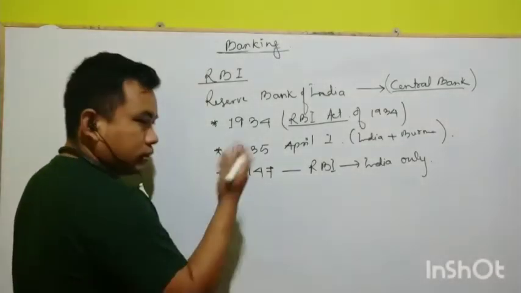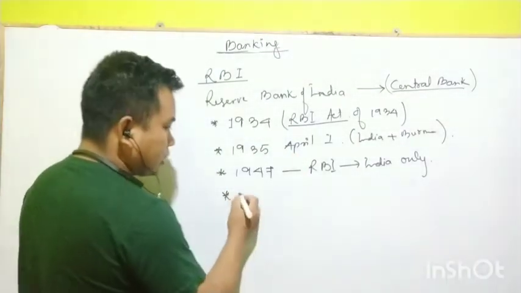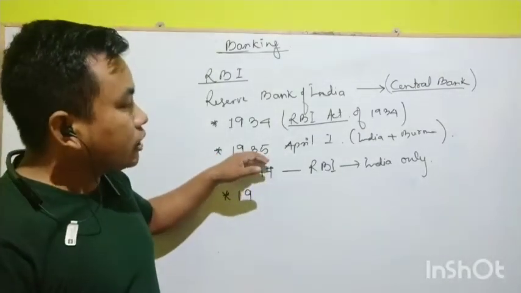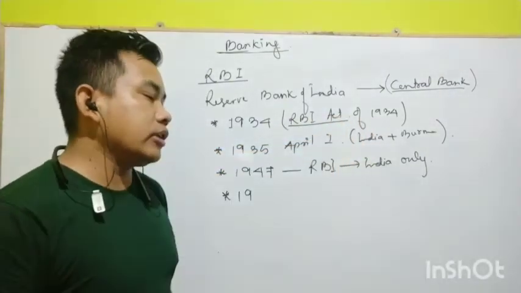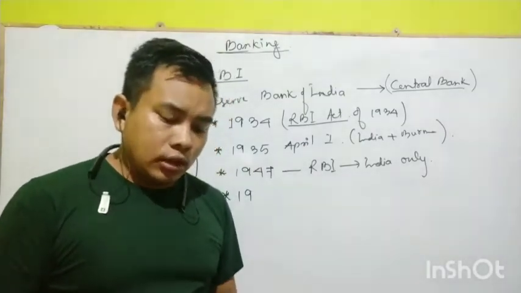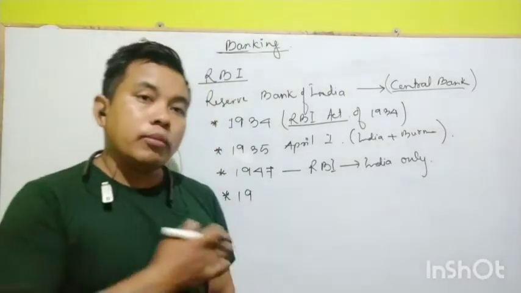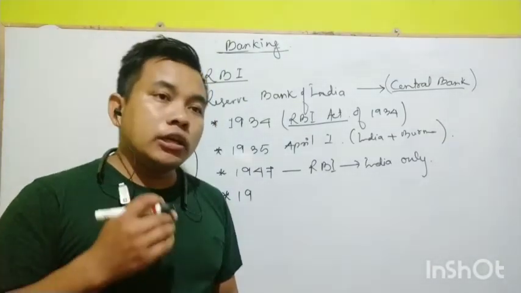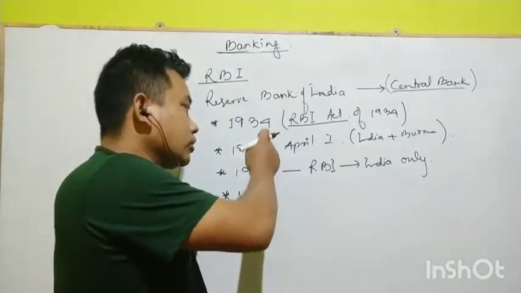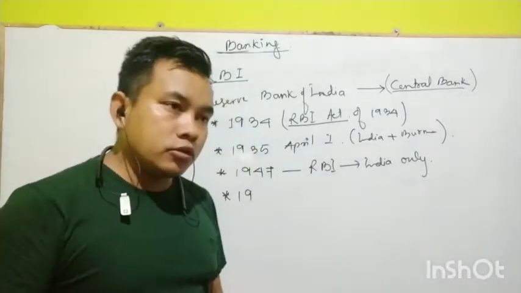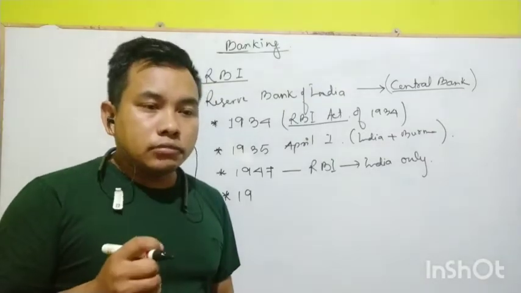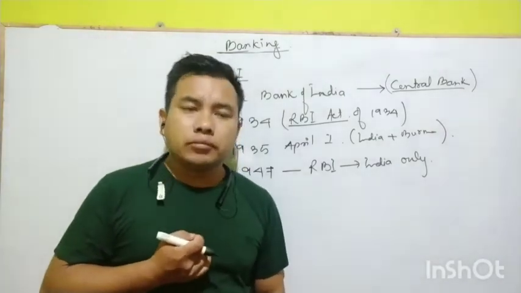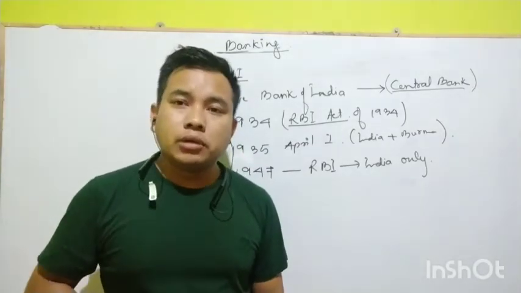Actually all these things are extras. From 1935, until India became independent, it was functioning like an independent organization, a kind of a private bank. Let me repeat one more time: it was just like a private organization in the way it functioned.